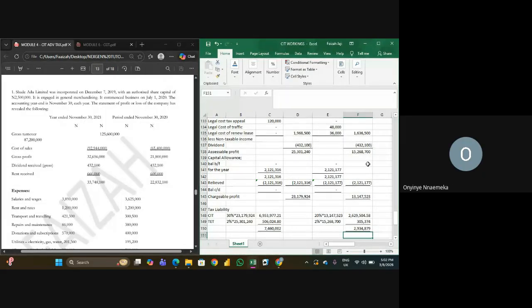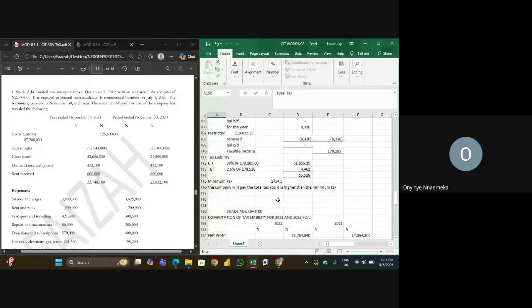Any question before we move to capital gain tax? Yes. Very good. Can you scroll the solution downward a little bit? Downward, or upward.